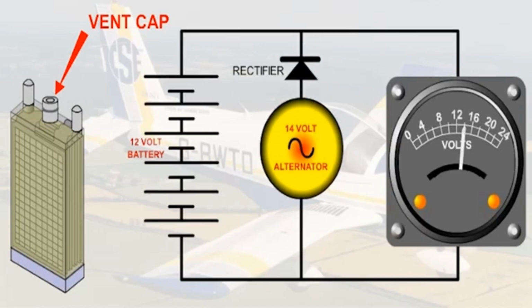Under normal circumstances, the output voltage of the alternator or generator charging a 12-volt battery on an aircraft would be maintained constant at 14 volts, whereas the alternator of an aircraft with a 24-volt system would be maintained constant at 28 volts.